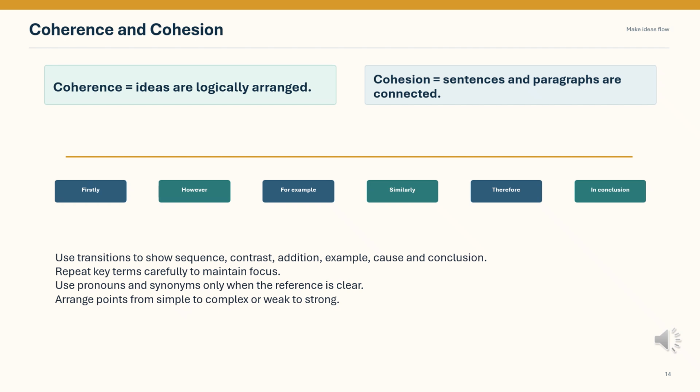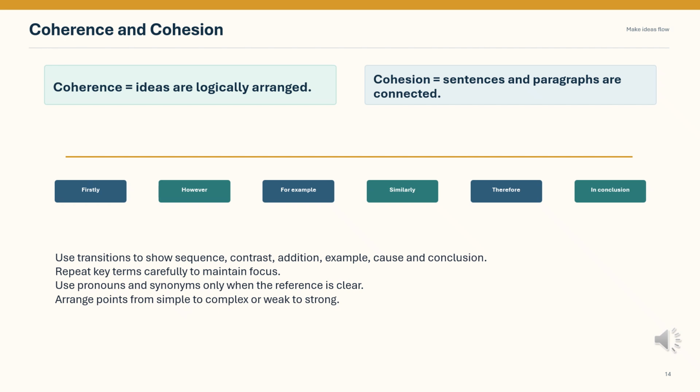The points must naturally lead one to the next. Similarly, cohesion means sentences and paragraphs must be connected smoothly. So, in order to create a flow, we use transition words. Now, what are those transition words? It is firstly, however, for example, similarly, therefore, in conclusion. Moreover, okay, so these are there.